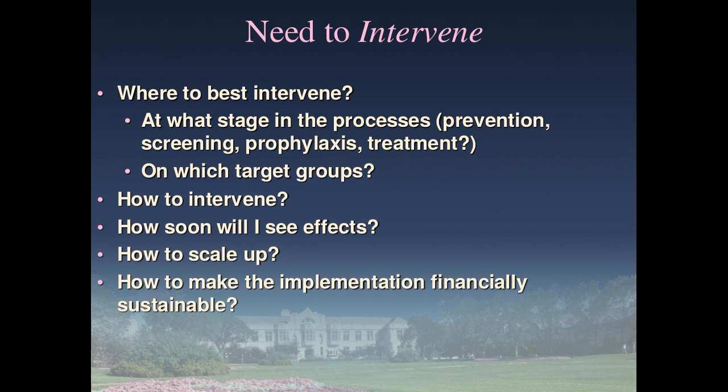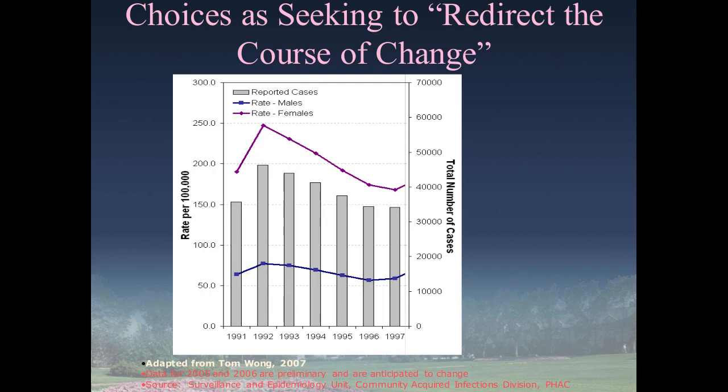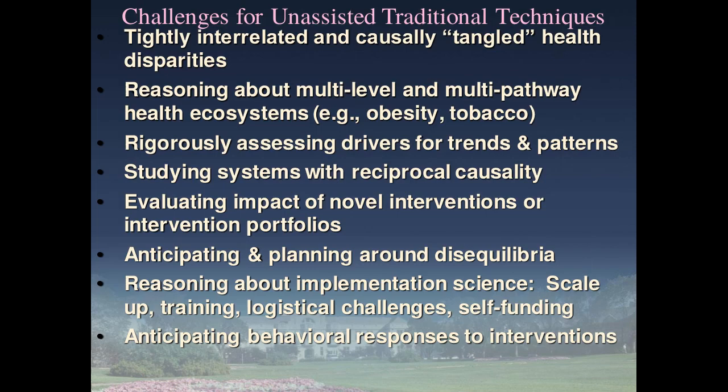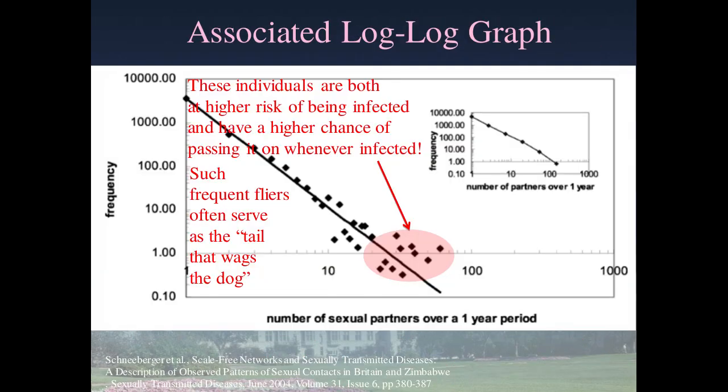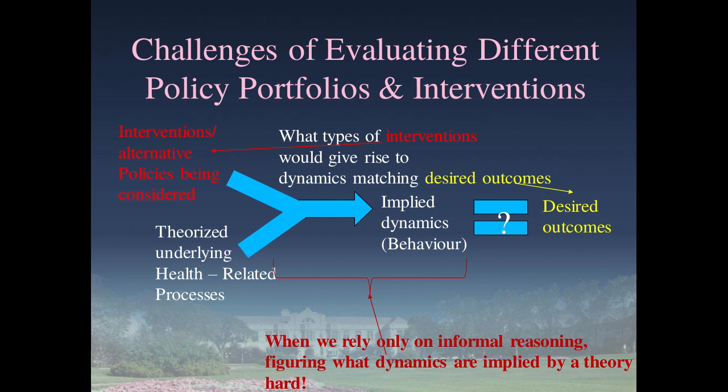When it comes to implementation science, we have another set of issues. How do we scale it up? How do we make it financially sustainable, for example? How do we translate it from one environment to another environment? When we need to intervene, our challenges are particularly keen because we have these sets of issues that are causally tangled together, and we need to reason about how a given change is going to ripple through the system. How is it going to affect things? Who do we intervene on? How soon, etc.